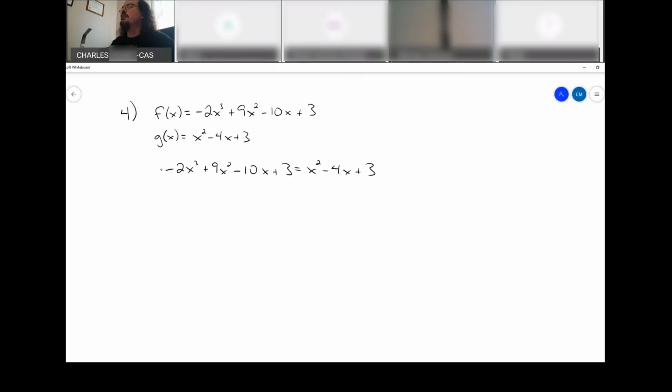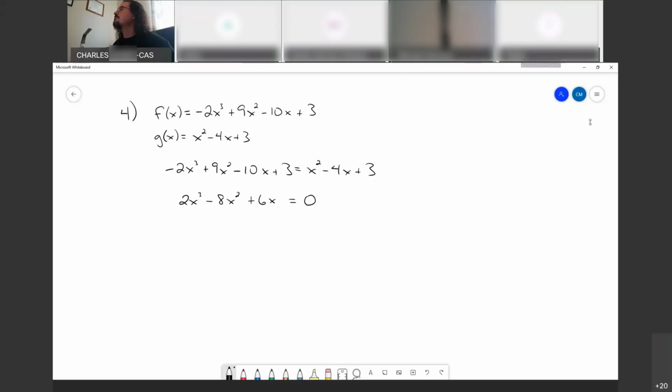So this is going to lead us to a cubic equation, though, so let's see if it's easily solvable. Minus 2x to the third, we've got, let's see, minus 8x squared. We've got plus 6x. And fortunately, those 3's are going to cancel, so that makes this nice. Right, so it looks like we can factor a 2x out of there, right? And if we do that, we're going to be left with x squared minus 4x plus 6.